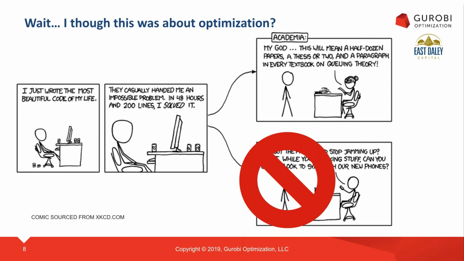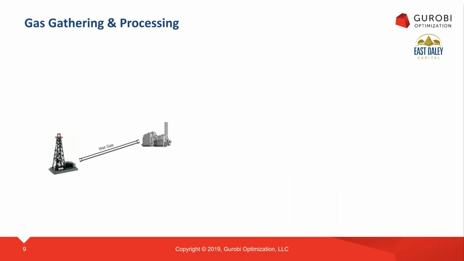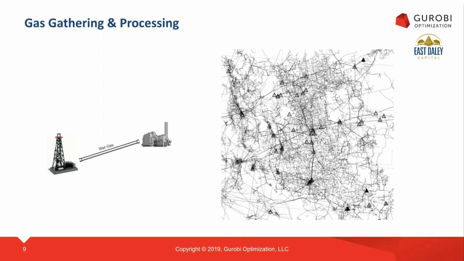With that in mind, let's get back to gathering and processing. We have our well, we have our gathering pipe, we have our processing plant, and they're connected. This is a really simple supply chain, one well, one plant. Well, let's look at what this looks like in practice. This is just a zoomed-in portion of a few counties in Texas, and you can see that there's just this massive network of pipelines. There's tons, and I'll even say this map is incomplete. There are a lot of pipelines that aren't even on this map.